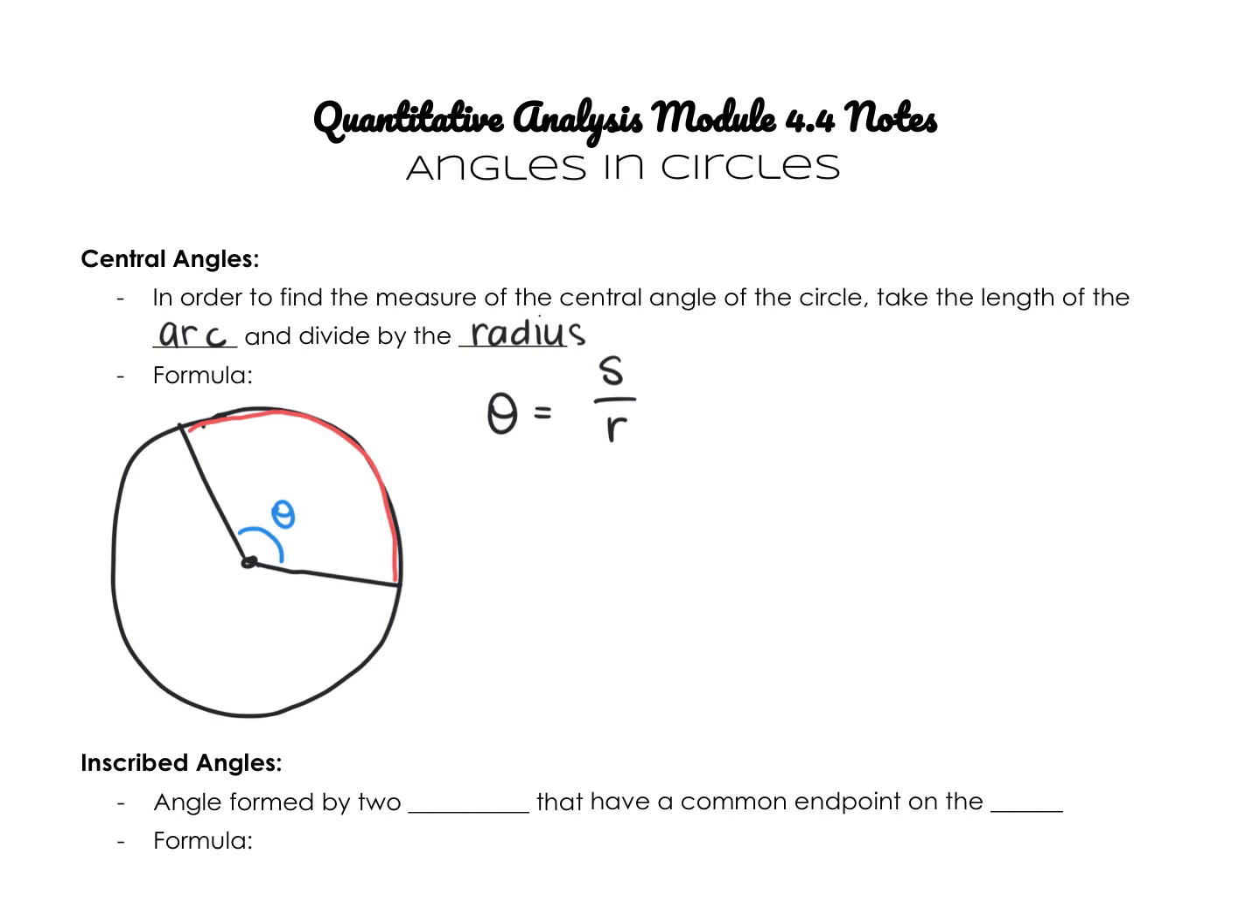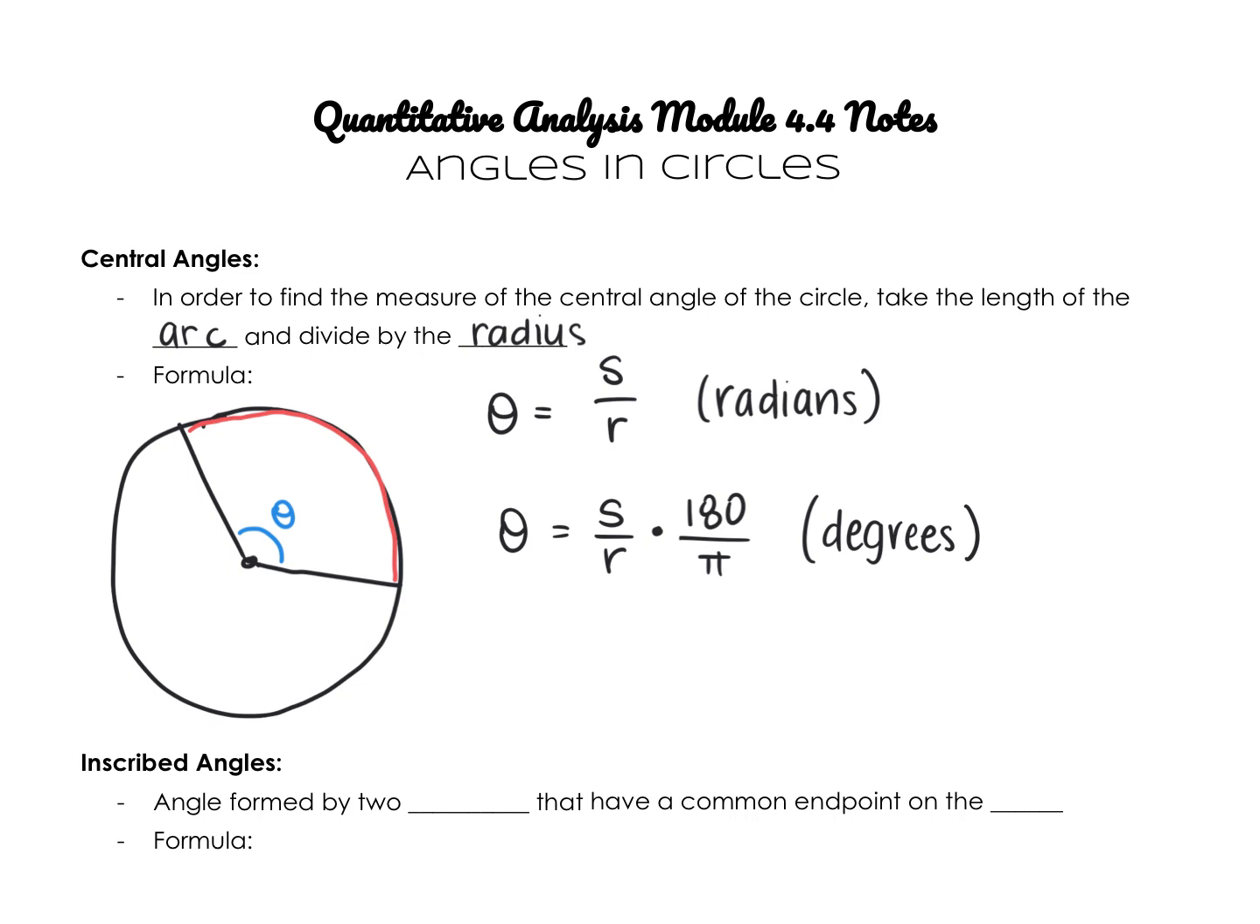And because we want our angle to be in terms of degrees instead of radians: if I leave it like this, the length of my arc divided by my radius would give me an answer in radians. So this is the formula if you want the measure of your angle in radians. But if you want it in degrees, you have to do S divided by r, and multiply it by 180 over pi. And that's if you want the measure of your angle in degrees. So it's just one extra step if you want it in degrees versus radians.